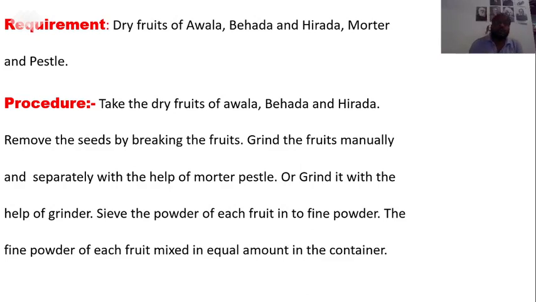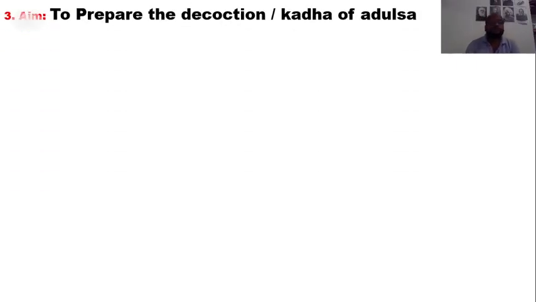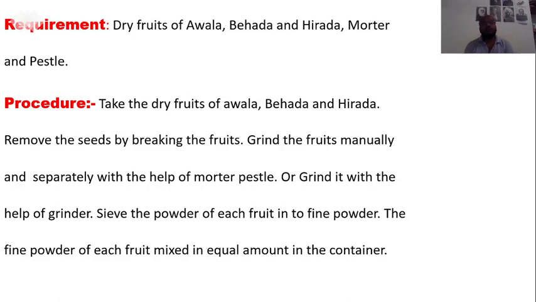Grind the fruit manually, not with an artificial grinder, and separately with the help of a mortar and pestle. And sieve the powder of each fruit into fine powder. The fine powder of each fruit is mixed in equal amounts in a container. Then we will get the Triphala churna. So this is the preparation of the Triphala churna.